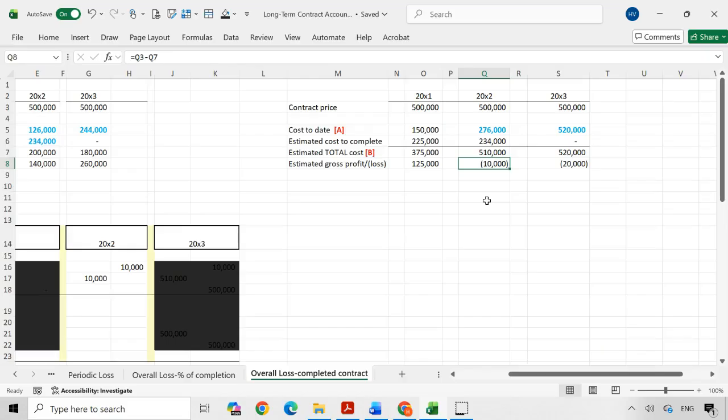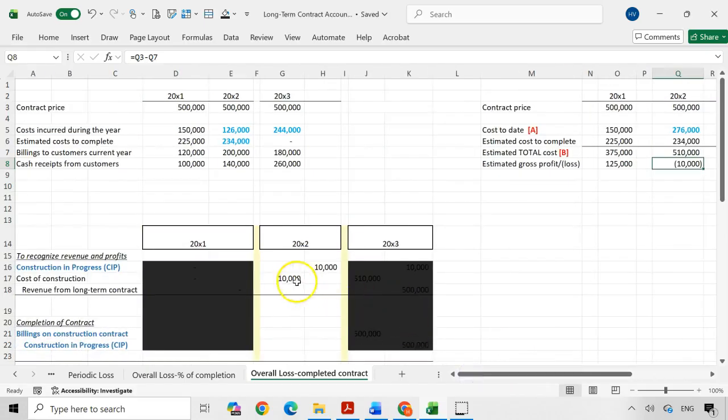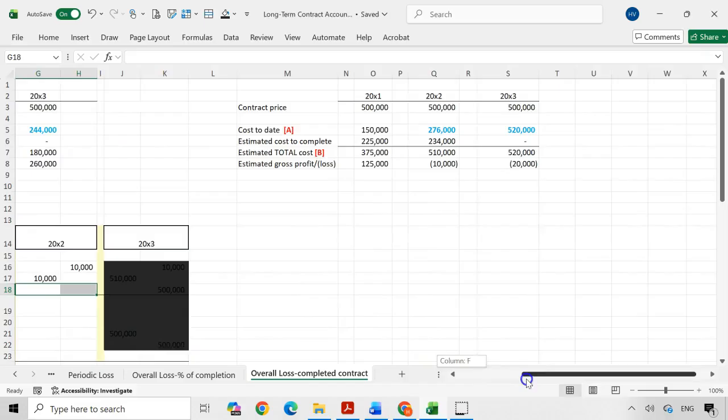Even though we're not at the end of our contract, under the principle of conservatism for accounting purposes, we are going to record this entire $10,000 loss in year 2, even though it's a completed contract method. And the way we do that is we're going to debit our cost of construction for $10,000 and credit the construction in progress balance sheet account. Notice this revenue from long-term contract, we're still not recognizing the revenue until the end of the contract. So we don't recognize any revenue in year 2, but we do recognize this loss.